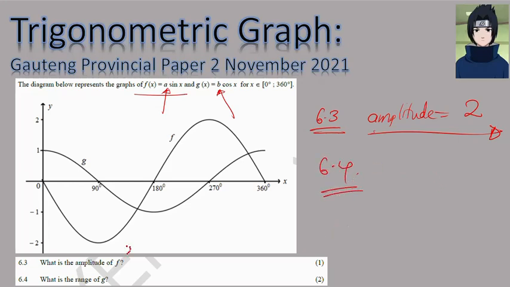Now 6.4, it's asking for the range of g. Right. So when we talk about the range of g, we're talking about all the y values that this graph can cover. Now let me draw a line here. You see the graph of g. The graph of g reaches the highest point here, and the graph of g reaches the lowest point here.